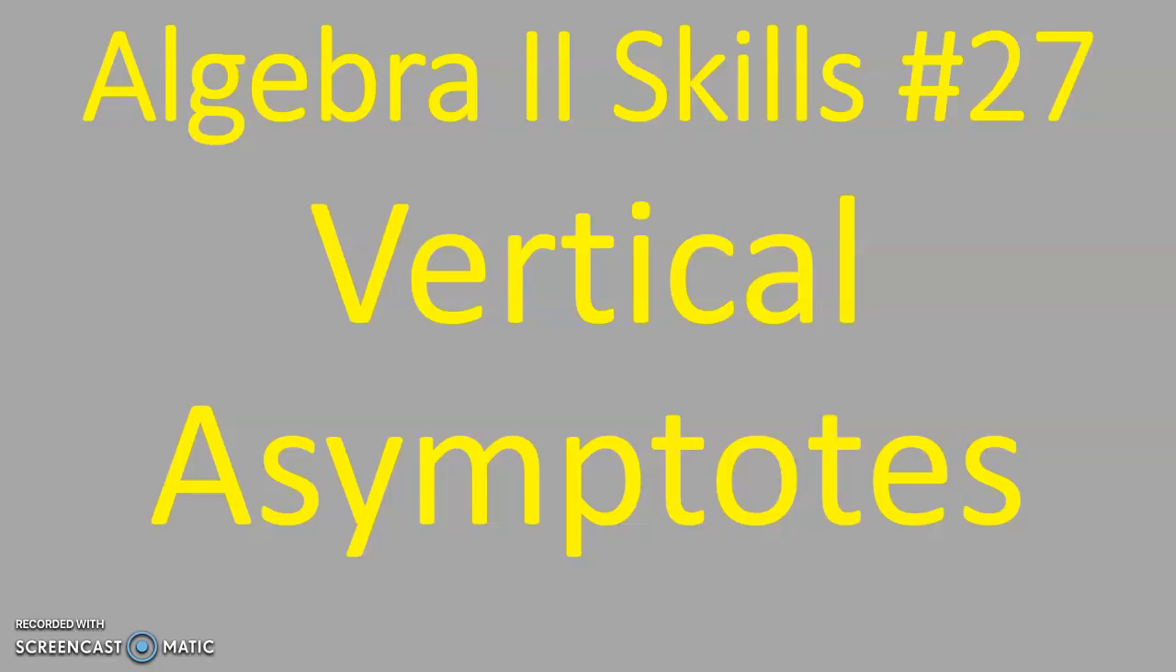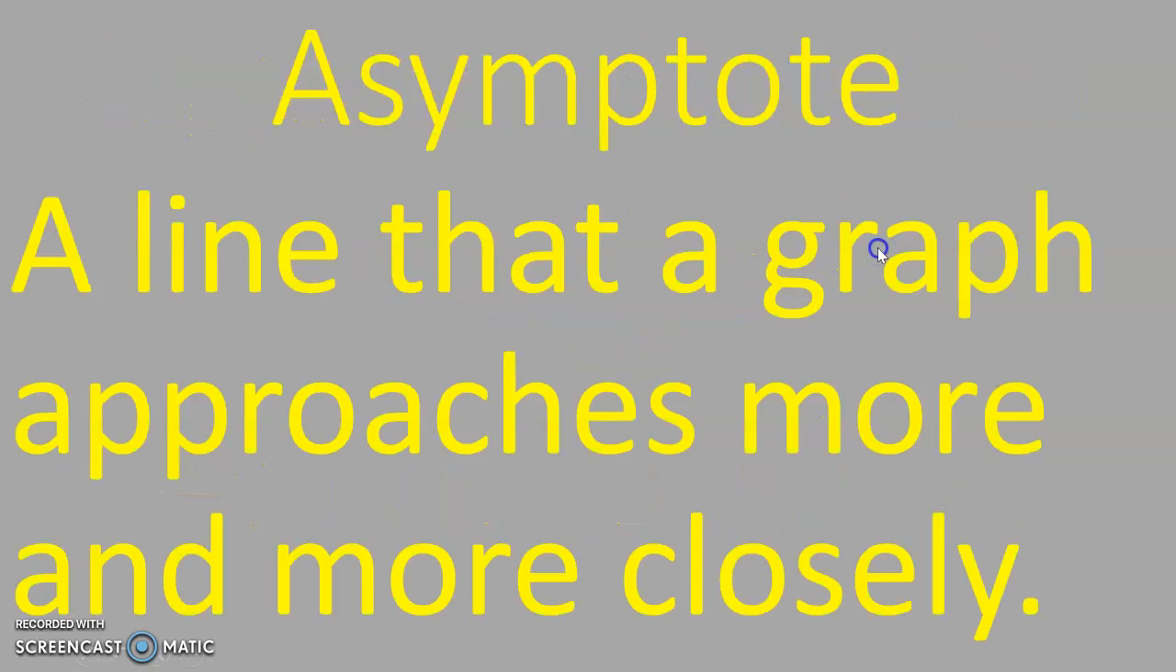Okay, Algebra 2 skills number 27, vertical asymptotes. So what is an asymptote exactly? An asymptote is a line that a graph approaches more and more closely. Sometimes the graph crosses it, sometimes it does not. So we're going to look specifically at a vertical asymptote.